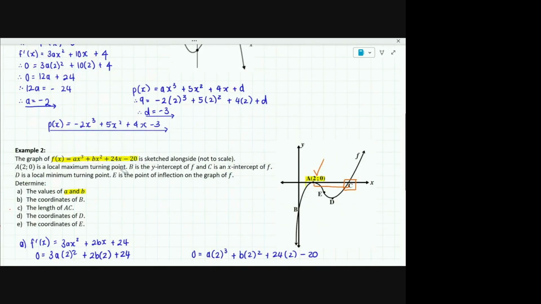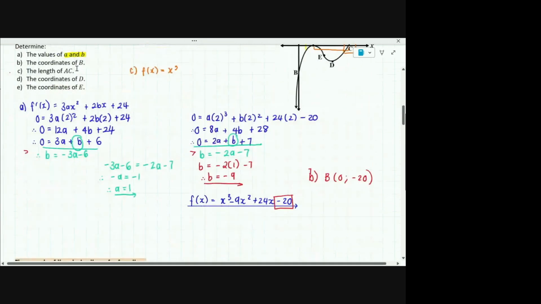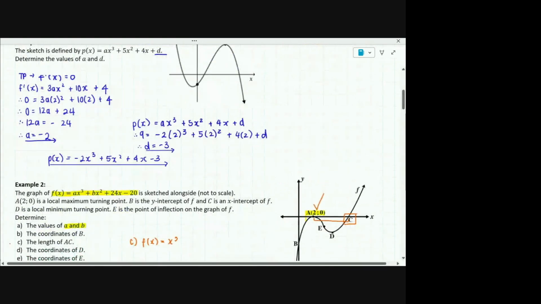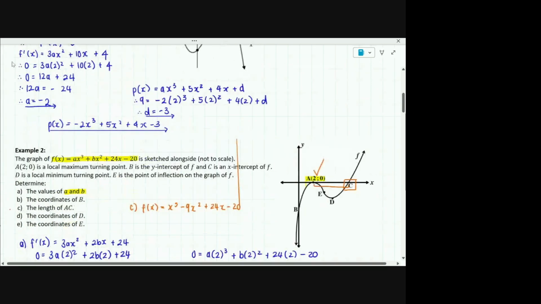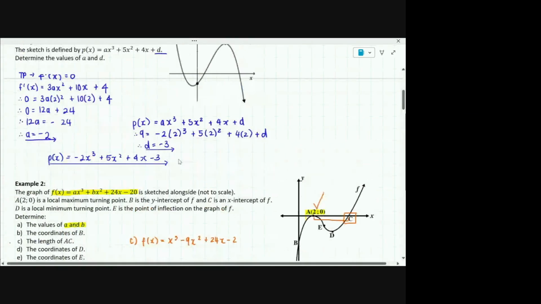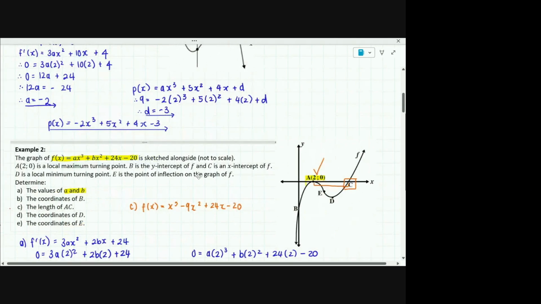All right, now we have got our equation. f of x is equal to x cubed minus 9x squared plus 24x minus 20. And we can now go find our turning points. Now, guys, remember our x-intercepts. When we're finding our x-intercepts, we need to factorize this cubic expression. Now, we already know that one of our solutions is at A, so x minus 2. And now we have to find the corresponding quadratic.